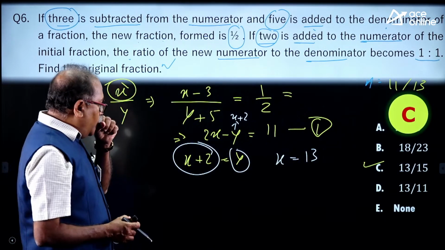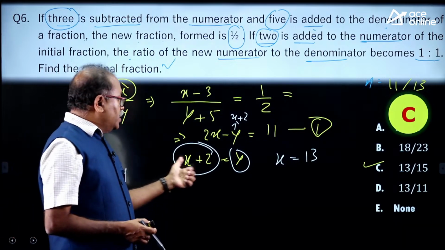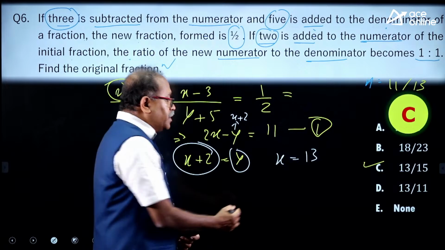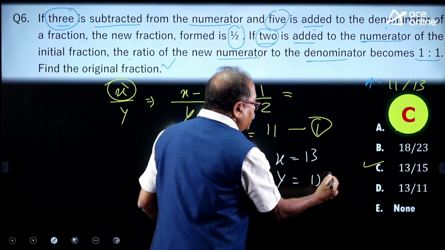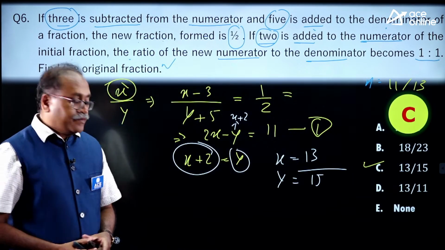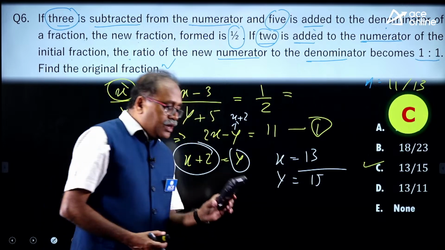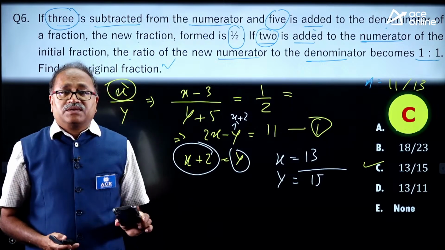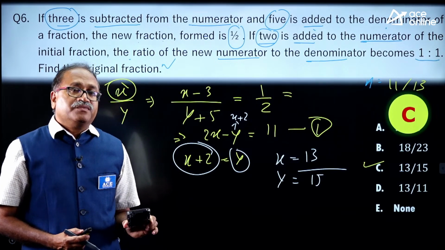Done. What about y? x plus 2 is y, so 13 plus 2 is 15. So y is equal to 15. What is the fraction? 13 by 15. Okay, anyone answered it? Anusha, option C. Yeah, that's right. The next question on the board is this.